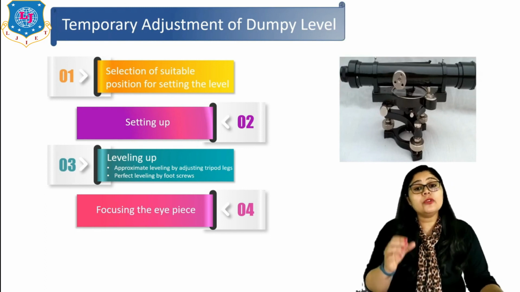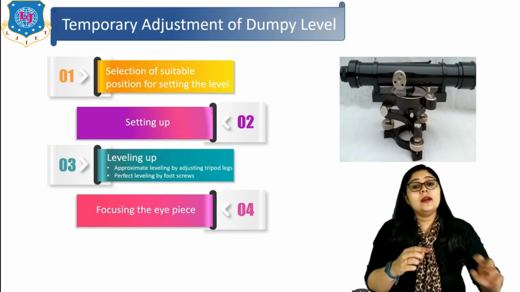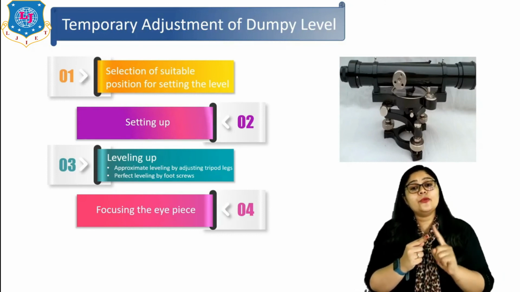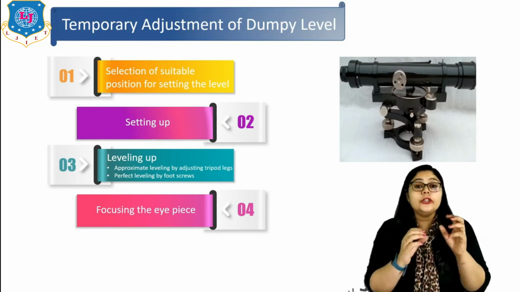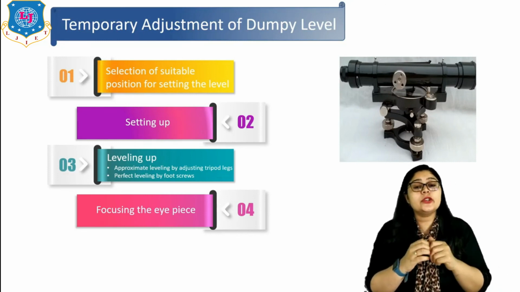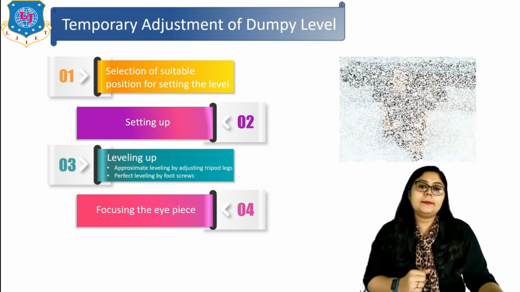Now, the 4th step is all about focusing the eyepiece. It means now you have to see through the eyepiece. But as I said, it mainly depends on at what distance or how far your object is. You have to use the focusing screw to focus your object. So that is all about focusing the eyepiece.